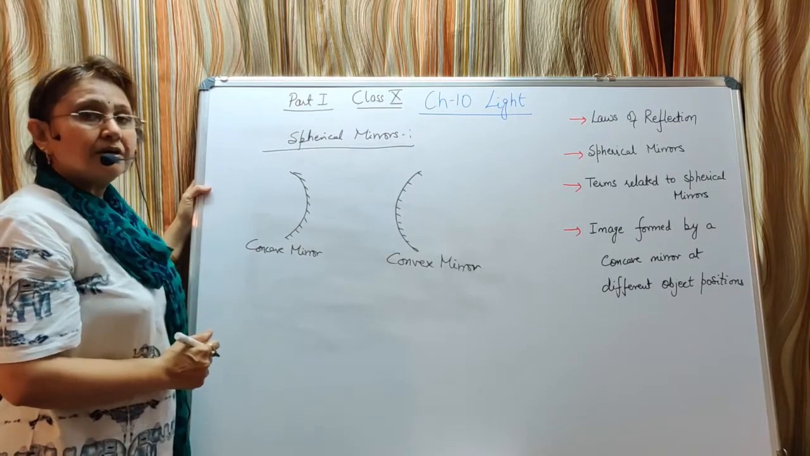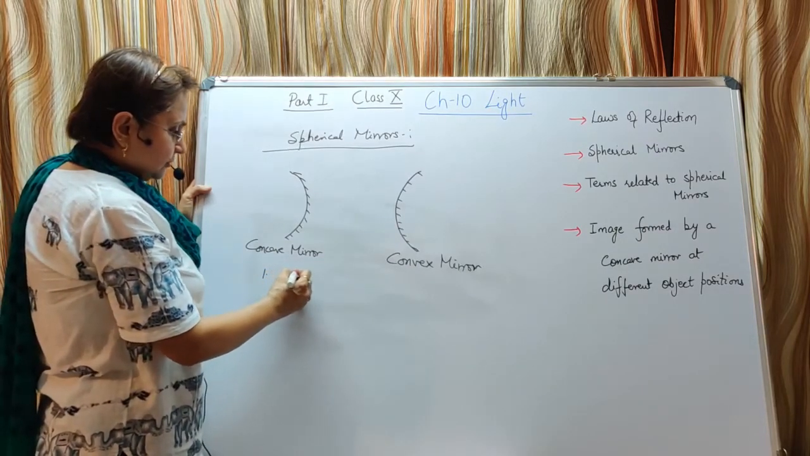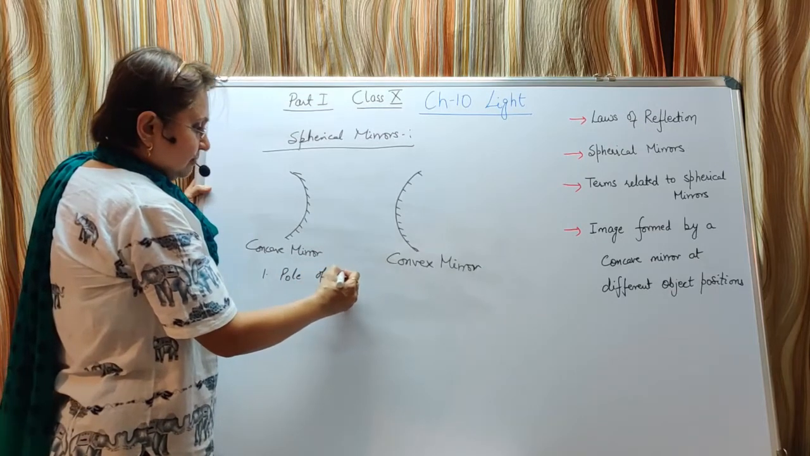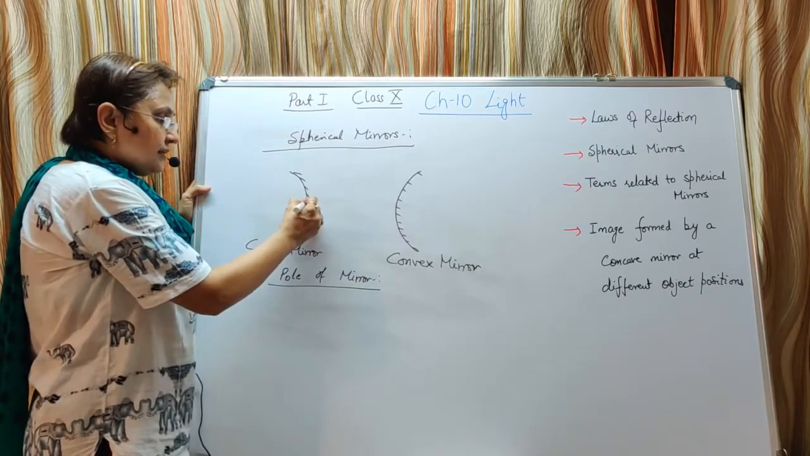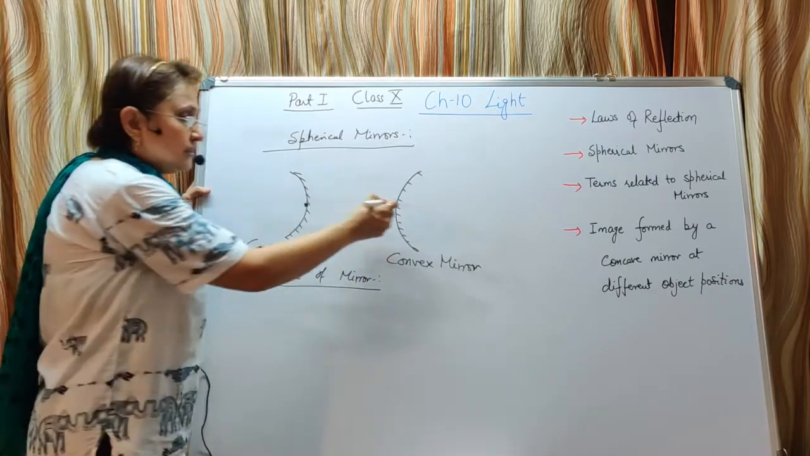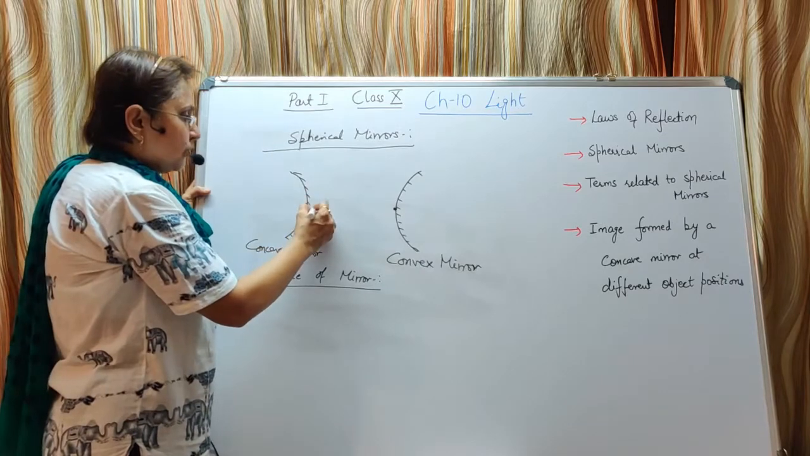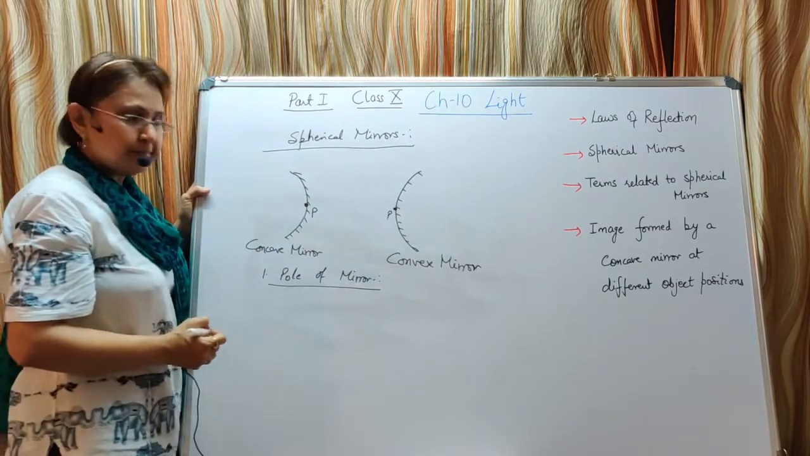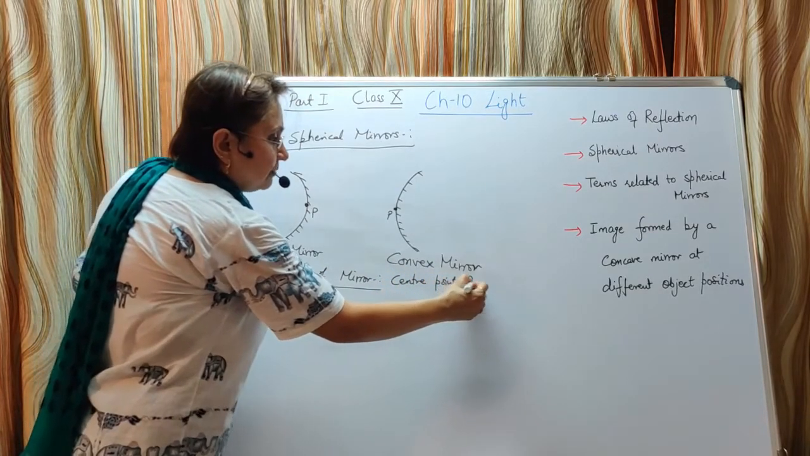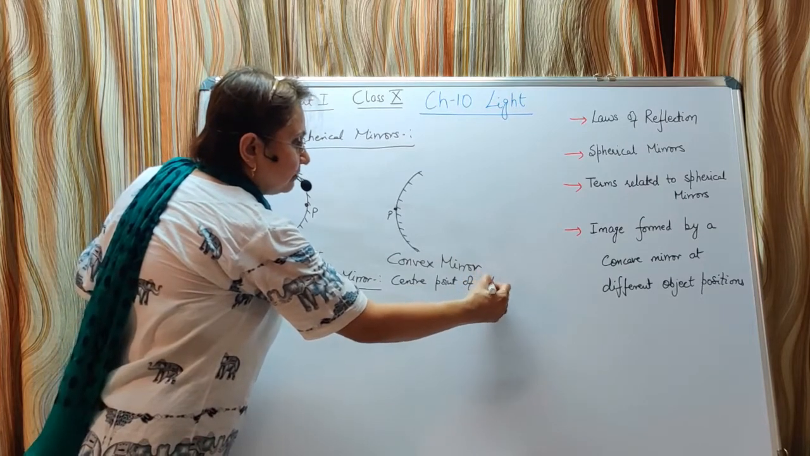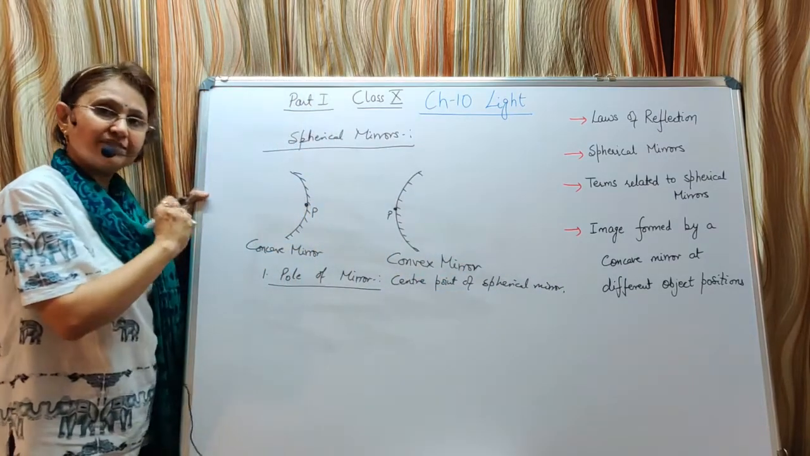Now let's study some terms related to spherical mirrors. The first term is the pole of the spherical mirror. The center point of the mirror, which is lying on the surface of the mirror, we call the pole, and it is represented by capital P. So the pole of the mirror is the center point of the spherical mirror, and it is lying on the surface of the mirror.